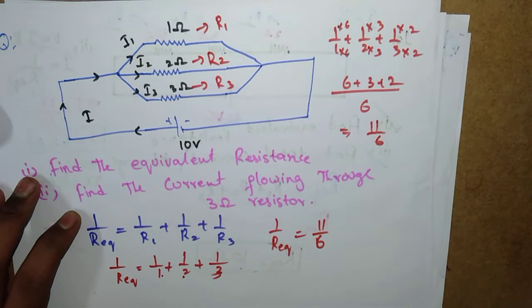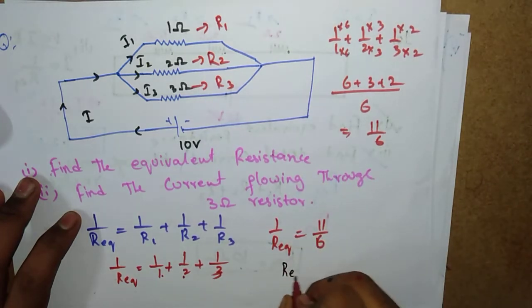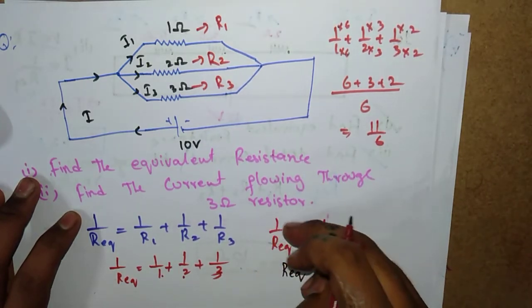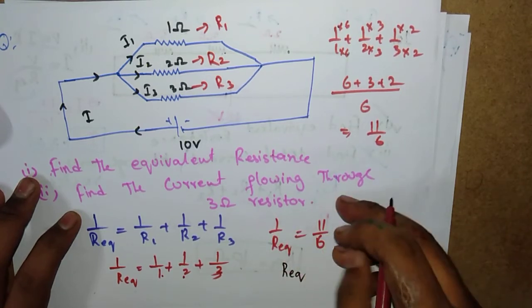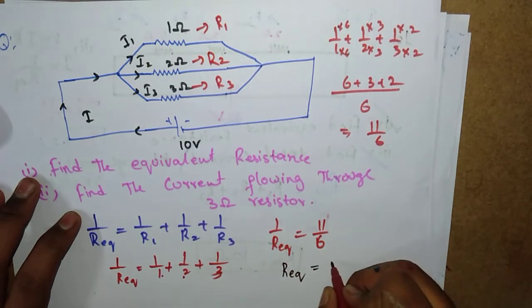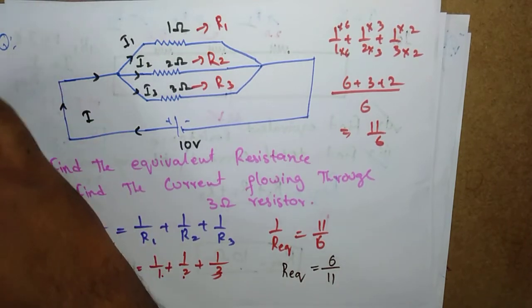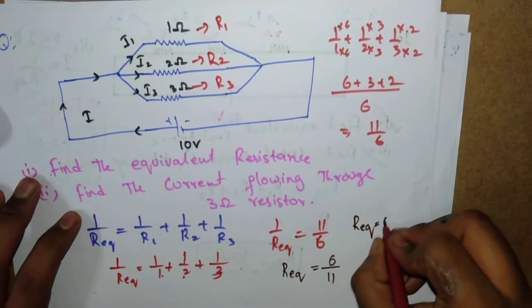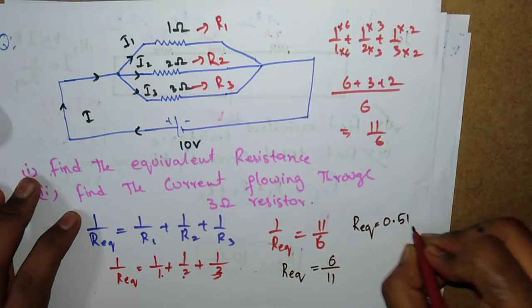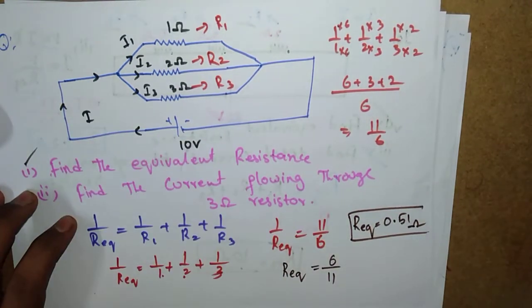So 1 by R equivalent is 11 by 6, but I want R equivalent. So I will flip this. Flipping 1 by R equivalent, it becomes R equivalent, and 11 by 6 will also get flipped and become 6 by 11. And 6 by 11 is nothing but 0.51. So R equivalent is 0.51 ohms. Here we get the equivalent resistance. Our first bit is completed.